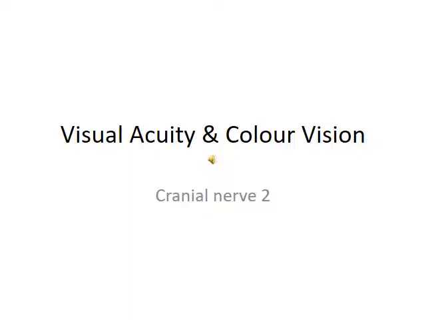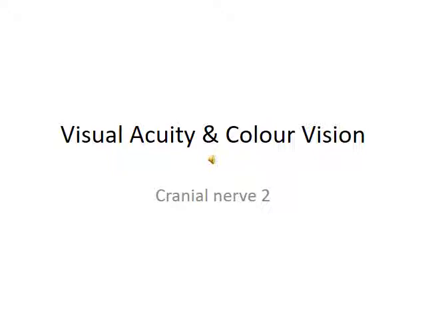Examination of visual acuity and color vision is a part of second cranial nerve examination. The second cranial nerve is the optic nerve, which is a pure sensory nerve. The examination of the optic nerve includes examination of visual acuity, color vision, field of vision and fundus examination. So now we will study visual acuity and color vision.